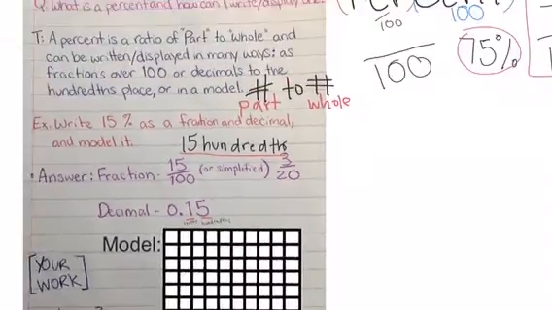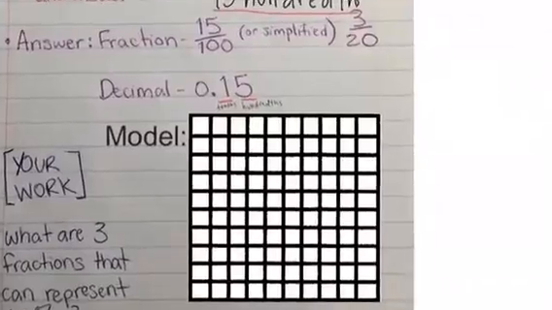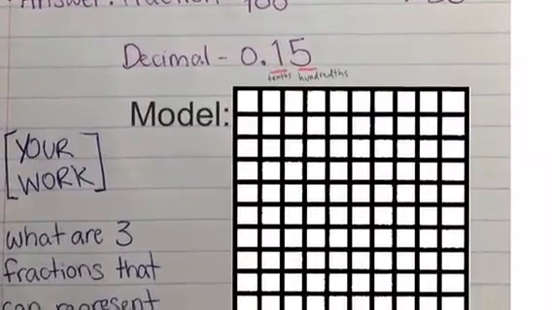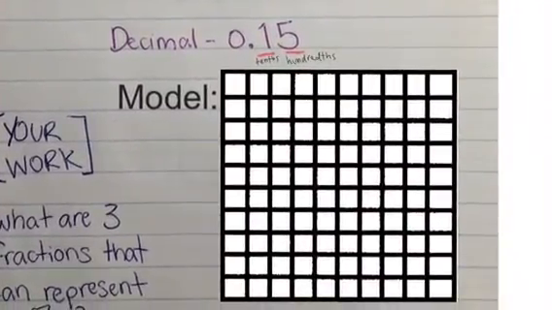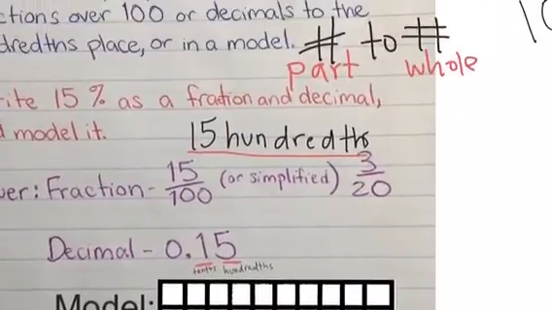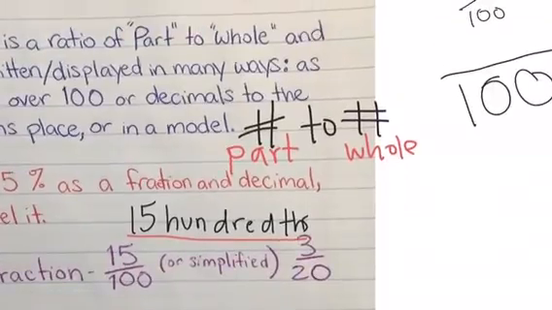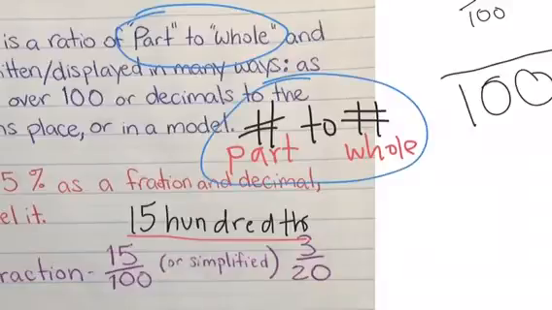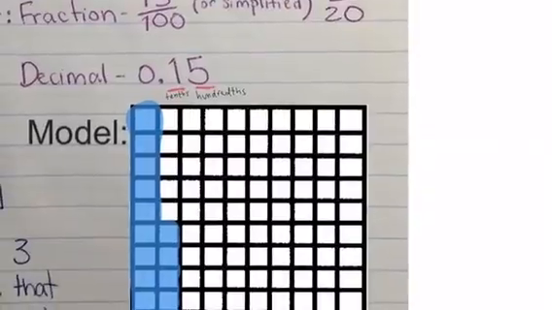And last, we have our model. How do we display 15% as a model? That's where our part to whole ratio comes back into play. Up here, we see a percent means part to whole. If your percent is whole at 100, because 100% is the maximum percent you can have on anything, then here we have a model.